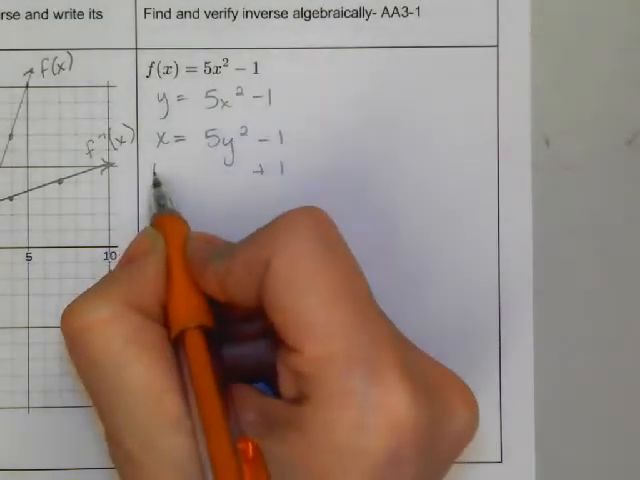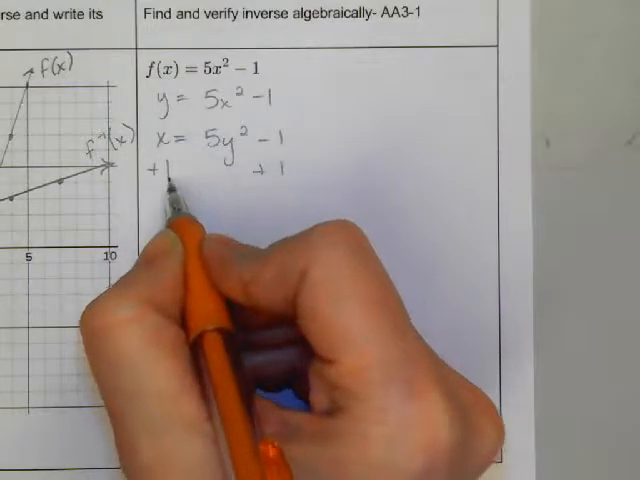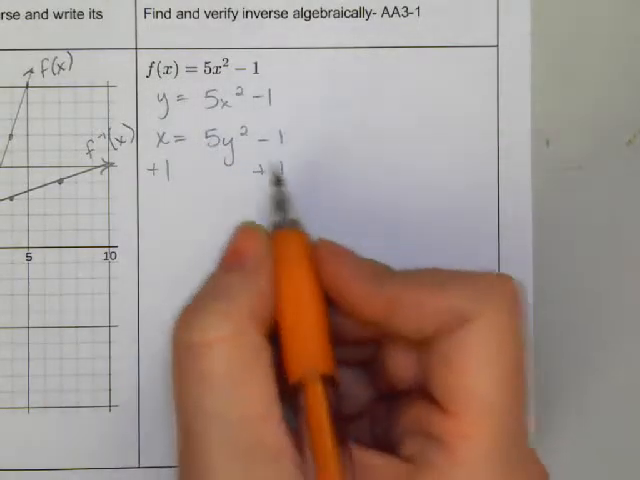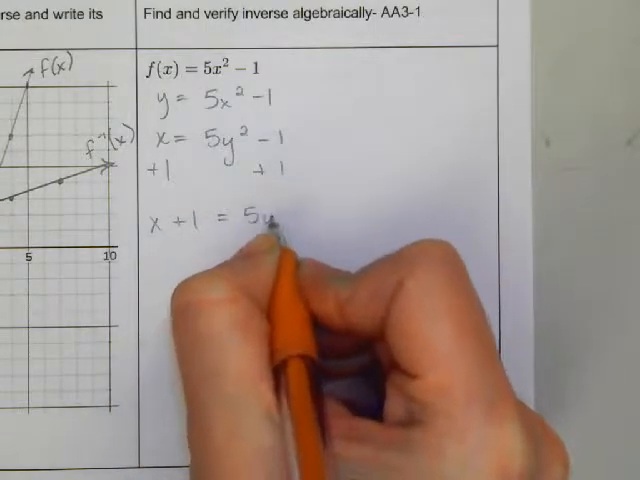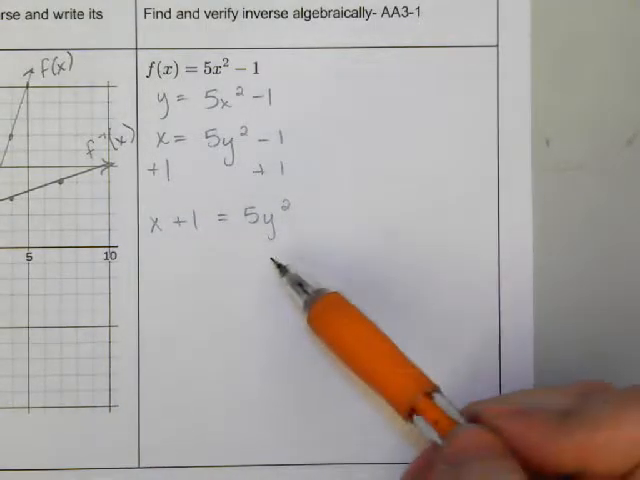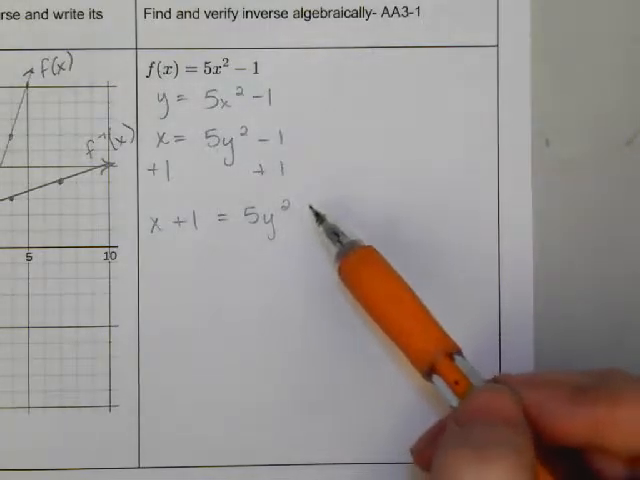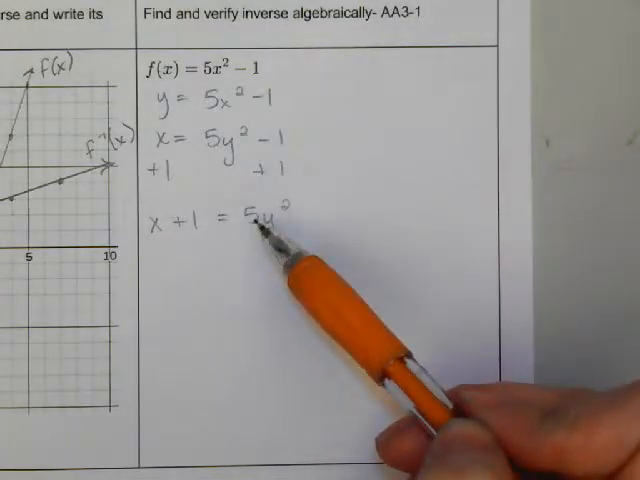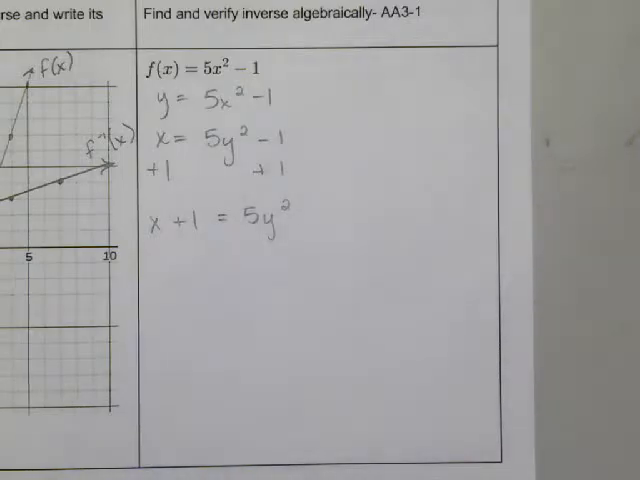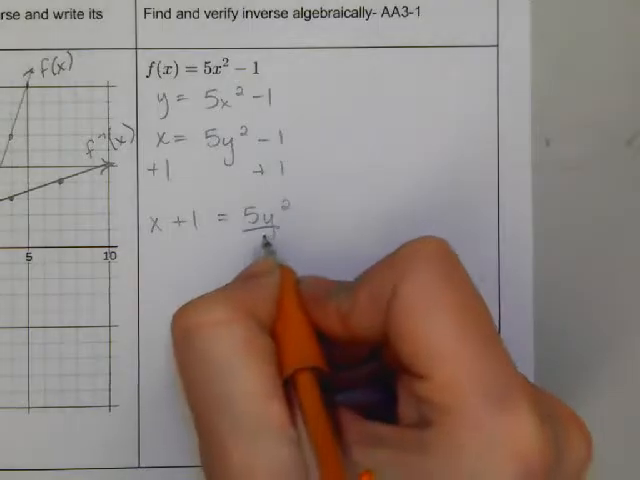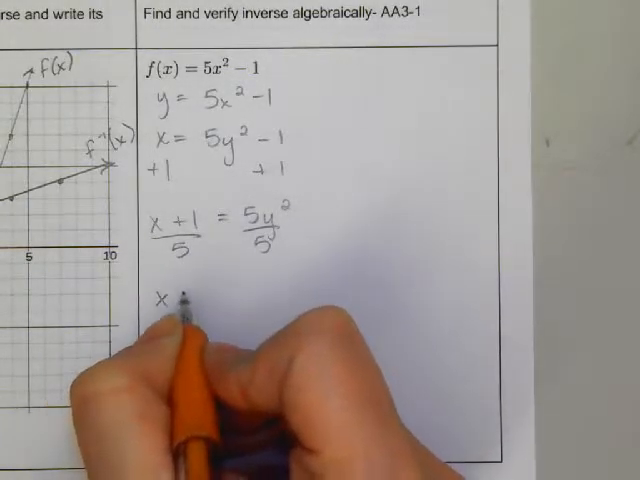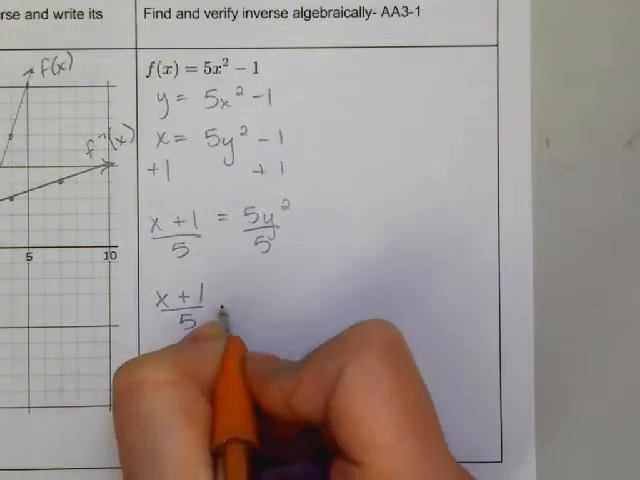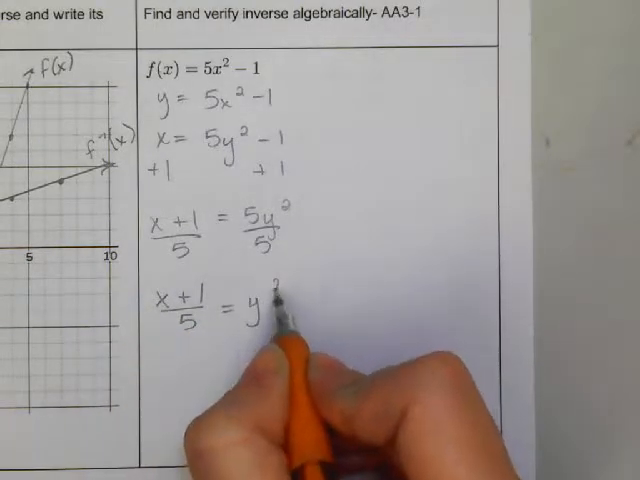So I'm going to add 1 to both sides. Obviously, x and 1 are not like terms, so I'm not going to combine those. So this is going to be x plus 1 equals 5y squared. Do not square root here. A lot of people made that mistake. You have to get rid of the 5. You have to get a variable squared alone before you can square root. So you're going to divide by 5 first. So what I have over here is x plus 1 divided by 5 equals y squared.